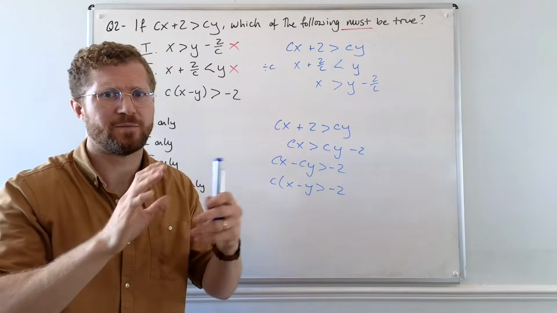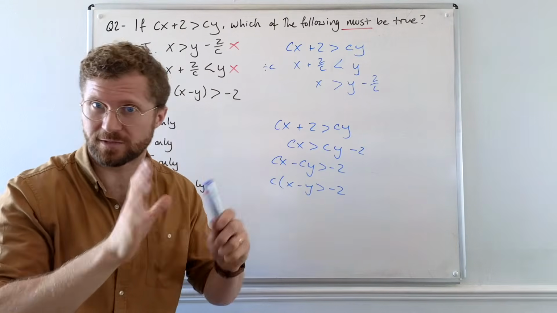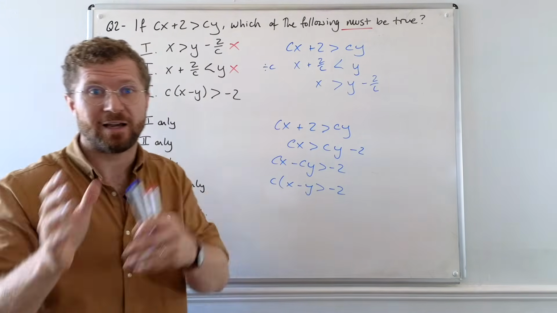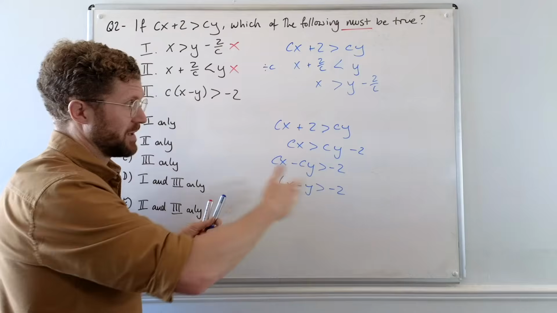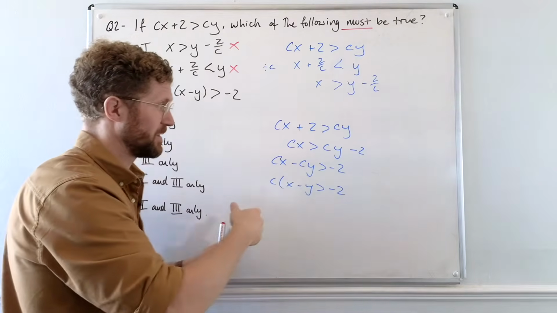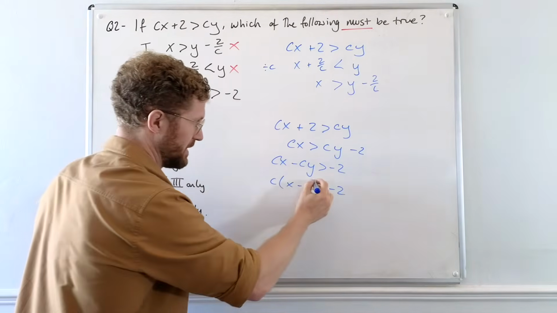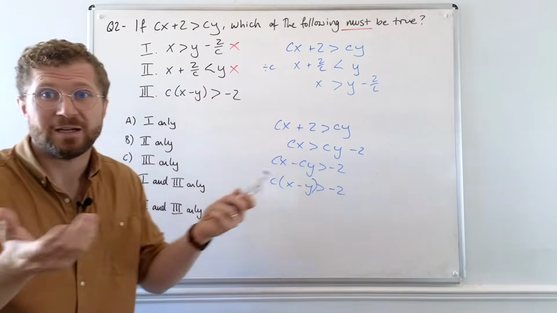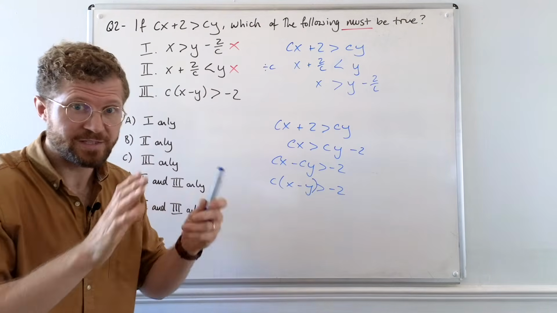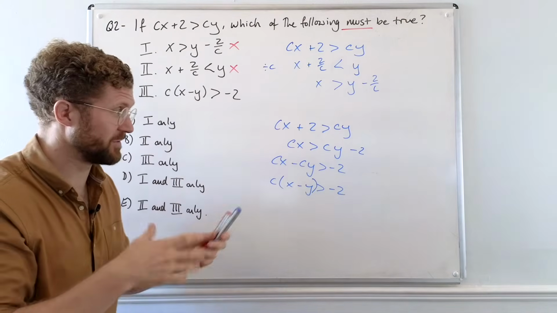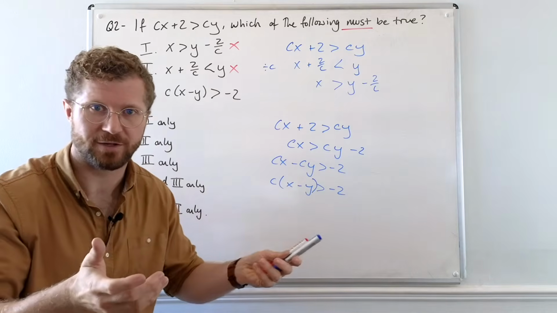I haven't multiplied by a negative number or something that could be positive or negative. I haven't divided by them. I've added things to both sides. I've subtracted things from both sides. I've factored out a common factor of C there, but that's okay. Even though I don't know whether C is positive or negative, I haven't multiplied or divided the whole inequality by that.